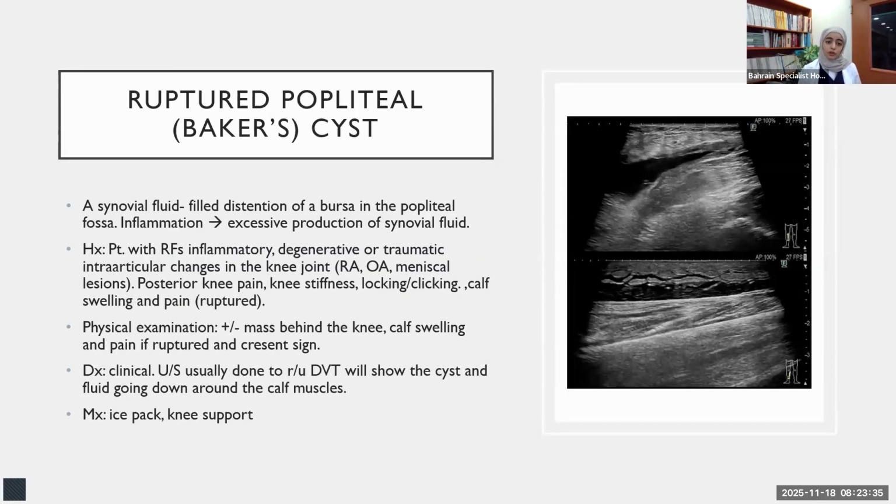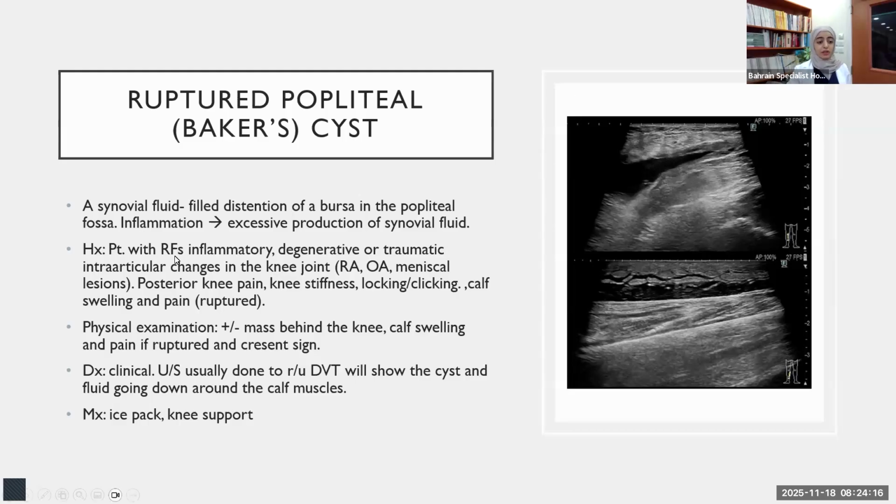The next thing is a ruptured popliteal or Baker cyst, which is a synovial fluid-filled distension of a bursa in the popliteal fossa. Usually it's caused by inflammation, and the inflammation will cause the excessive production of the synovial fluid, and this synovial fluid will start to form a cyst. So this cyst, when it ruptures, the fluid of the cyst could leak, and it will go down into the calf muscle. And this, we call it pseudothrombosis because it mimics the DVT.